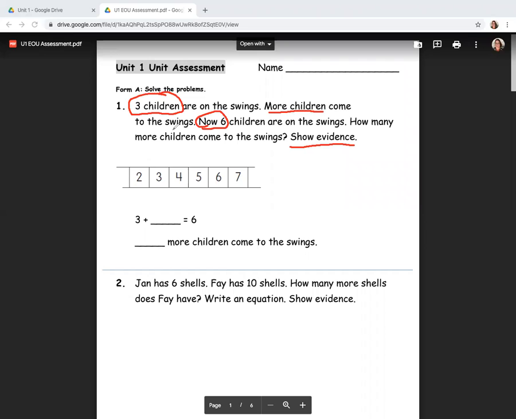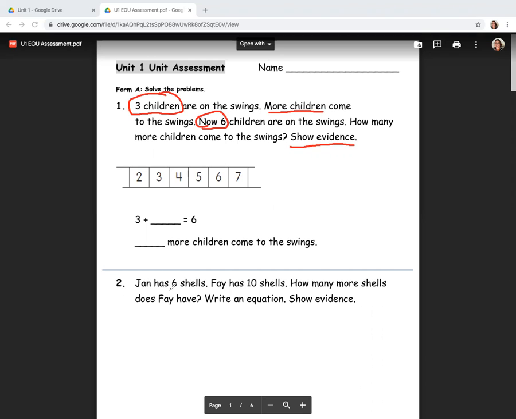3 children are on the swings. More children come to the swings. Now 6 children are on the swings. How many more children come to the swings? Problem 2.